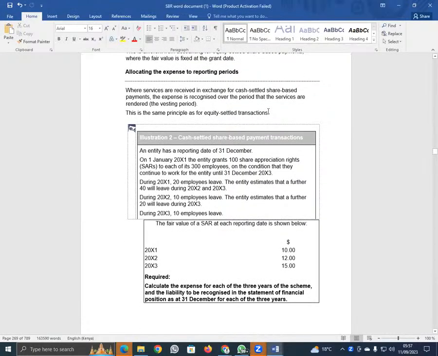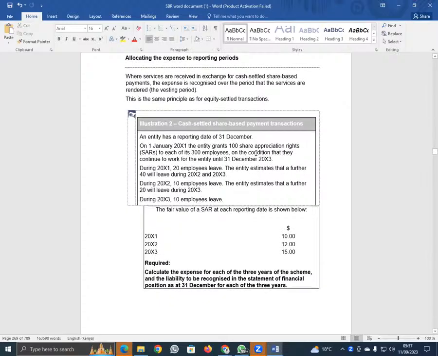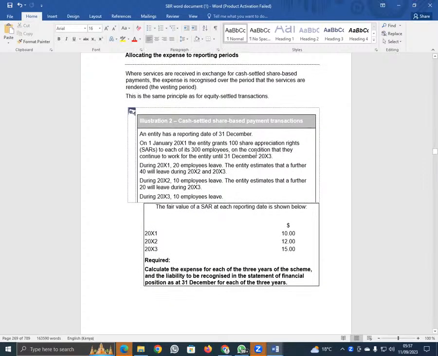The last thing, cash settled. You can write there cash settled share-based payment. It's here. Cash settled, share-based payment. You can screenshot this question. Please screenshot this question. So you're told an entity has a reporting date of 31st December.